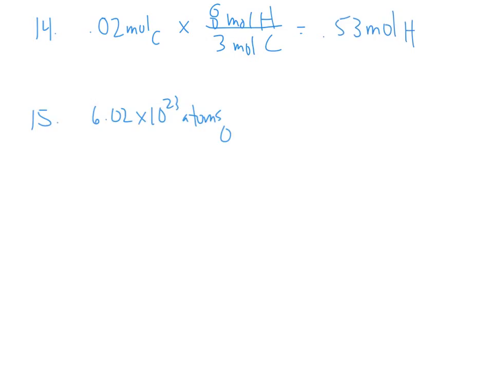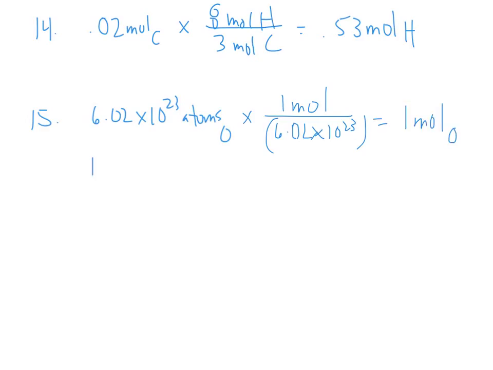Number 15 tells you have 6.02 times 10 to the 23rd atoms of oxygen, and they want to know what would be the amount of sulfuric acid. And amount is generally considered moles unless they specifically say to give mass. The first thing you should notice is that this is really just 1 mole of oxygen atoms, since they picked a recognizable number like 6.02 times 10 to the 23rd.